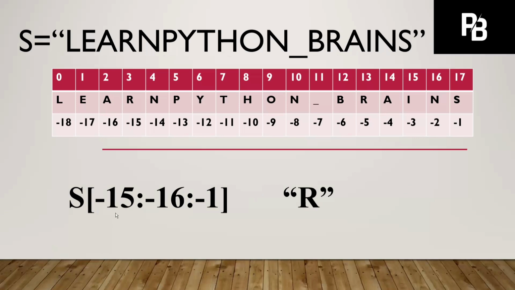Next, we have -15 to -16. Again, start value is -15, end value is -16. Now, we know that the ending value is never included in this, right? So -1 is my backward indexing. That means backward direction. I just want to move in the backward direction. So simply -15 is what? The R is there. So that's why it prints only R.